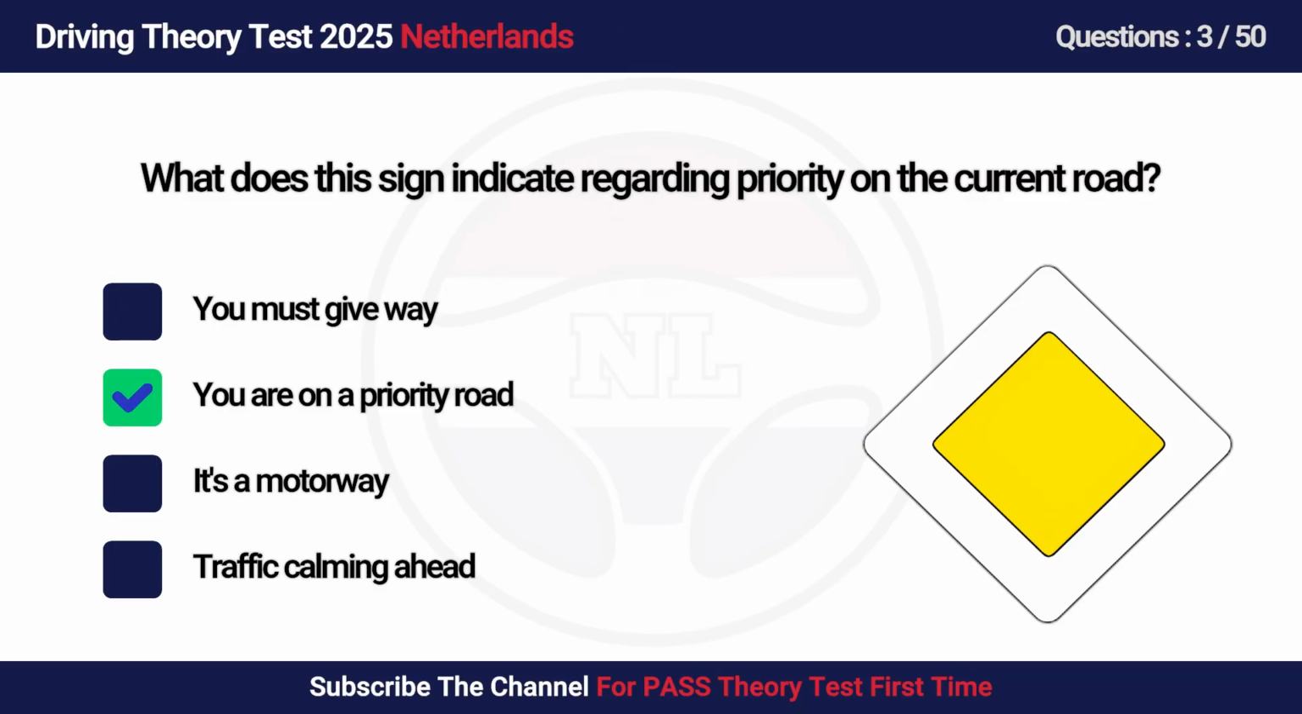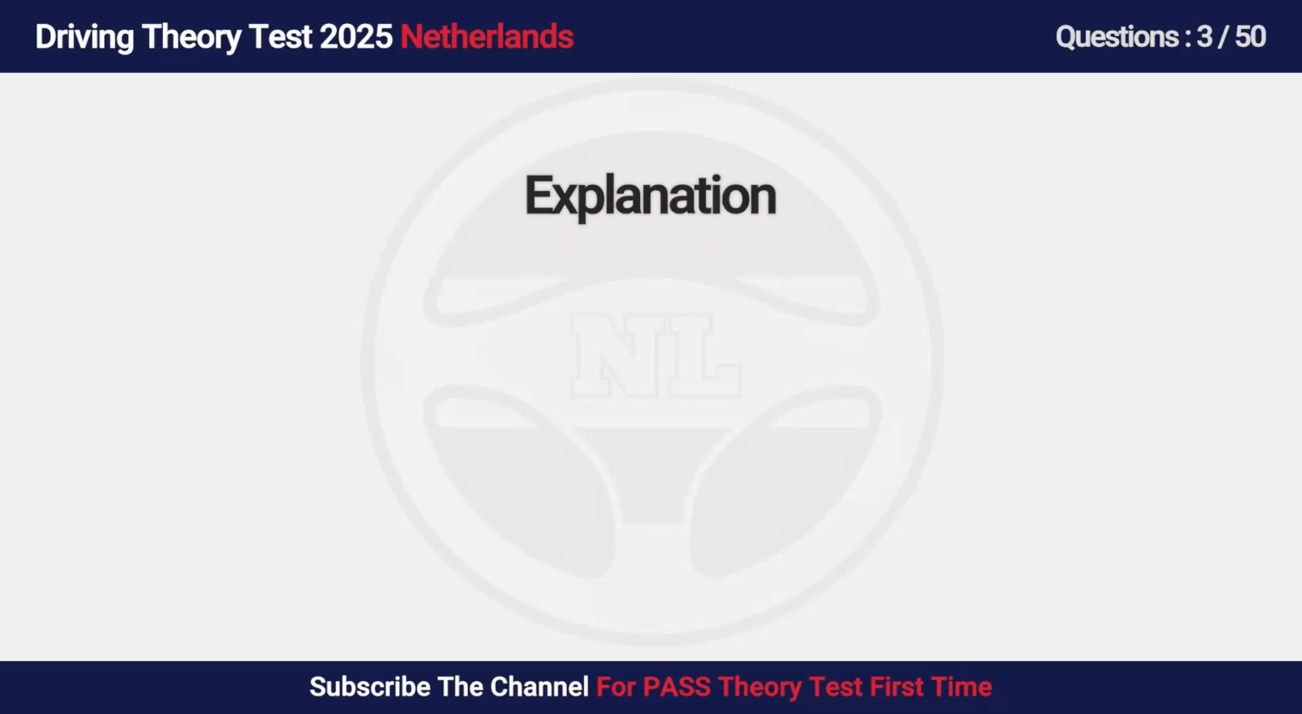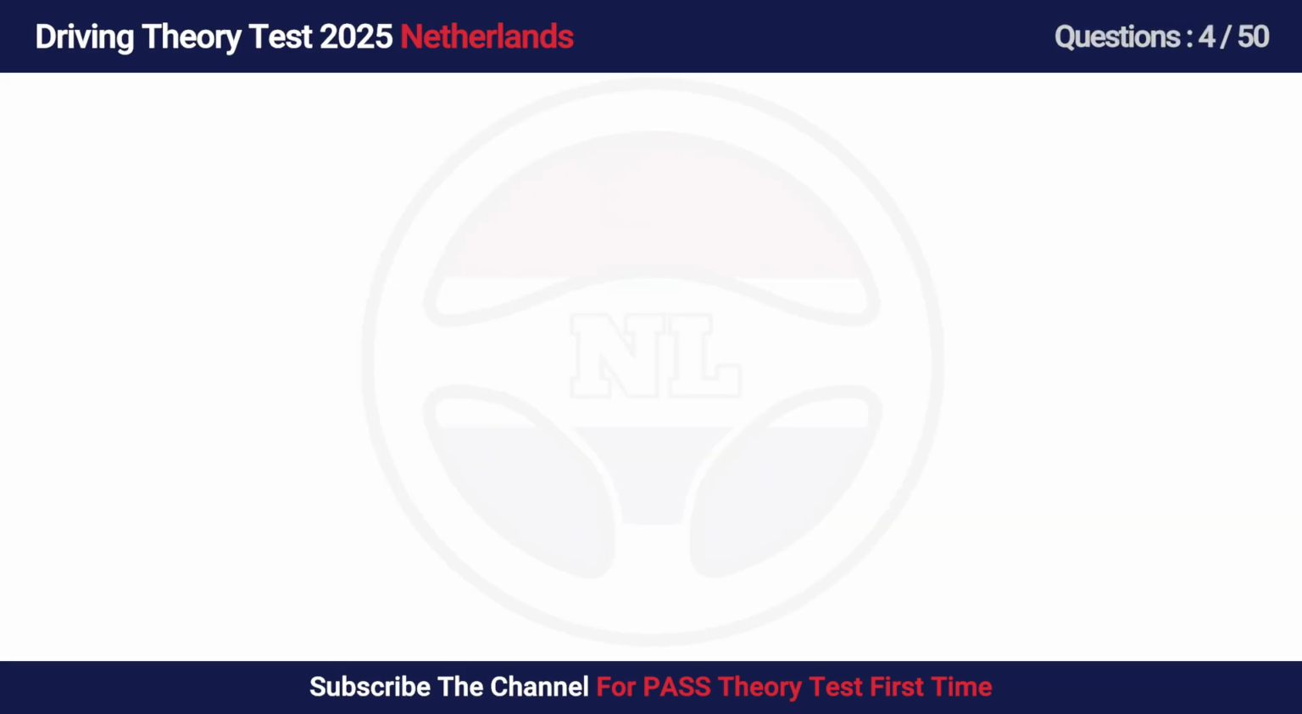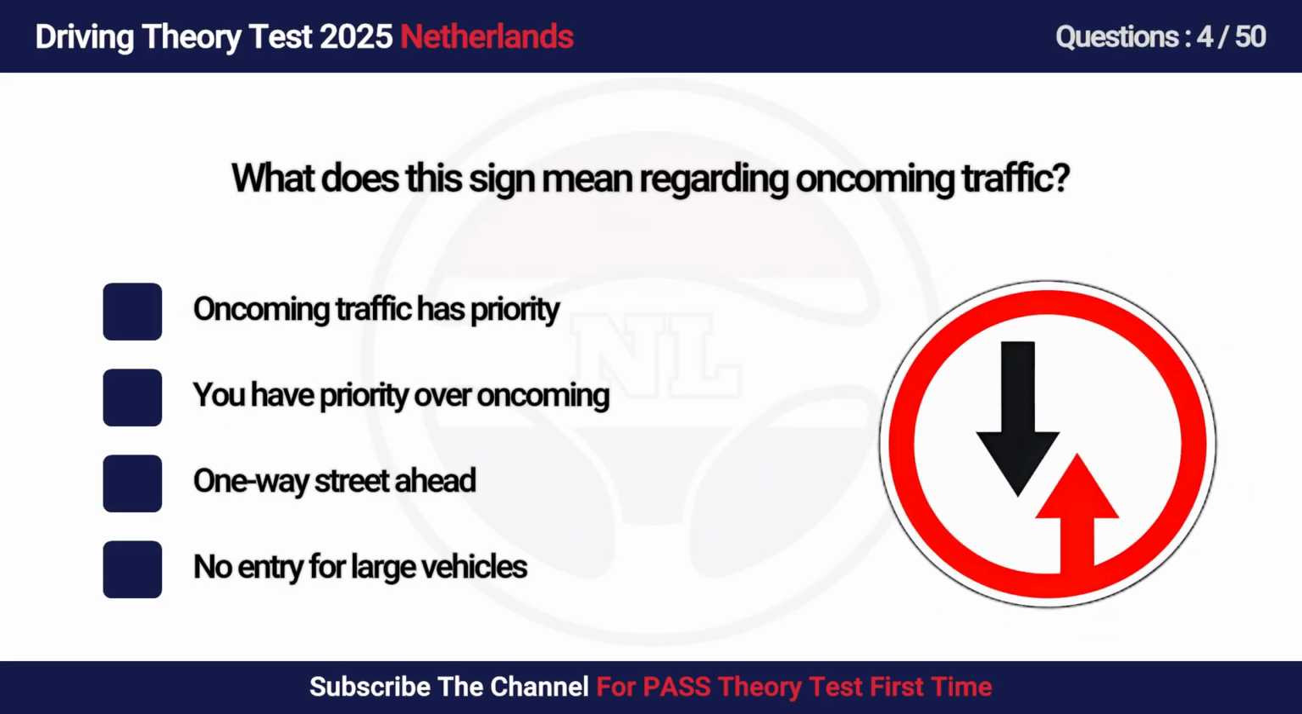Answer is B. You are on a priority road. This sign indicates that you are on a priority road, meaning you have right of way over traffic from intersecting roads, unless otherwise indicated. Question 4. What does this sign mean regarding oncoming traffic?